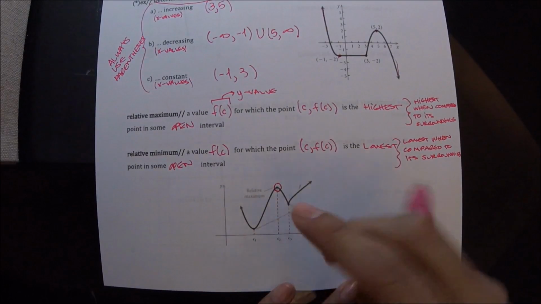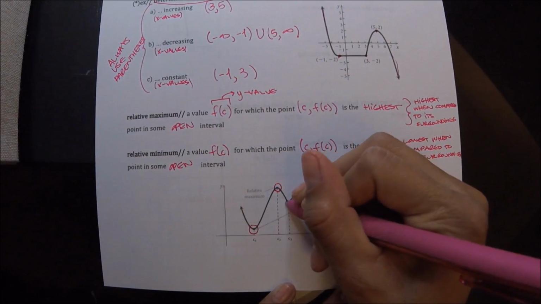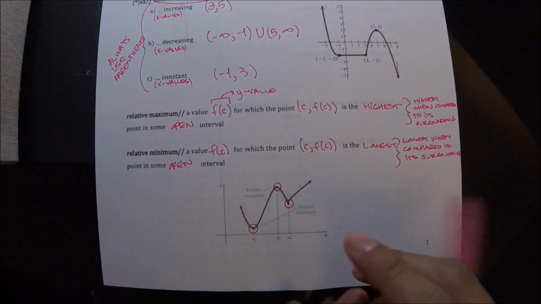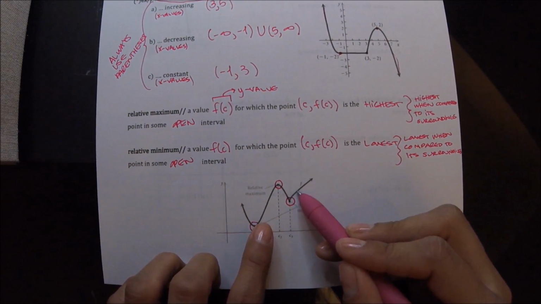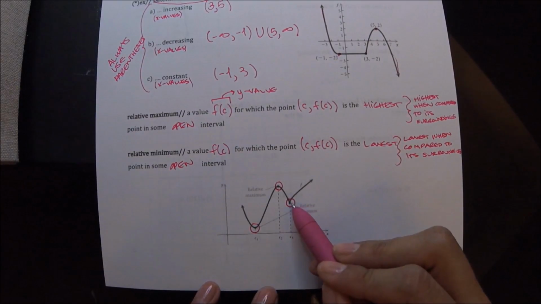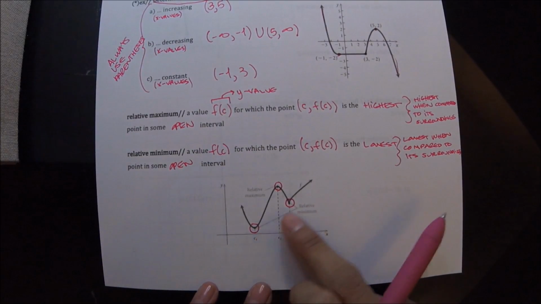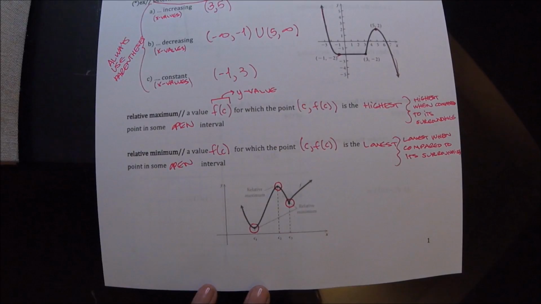And then these 2 points here, if you compare these points to what's to the left and to the right of them, these are the lowest. So these would be considered relative minimums.